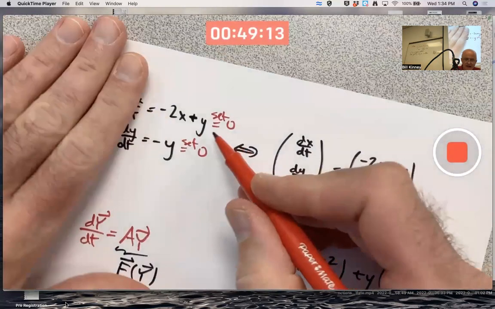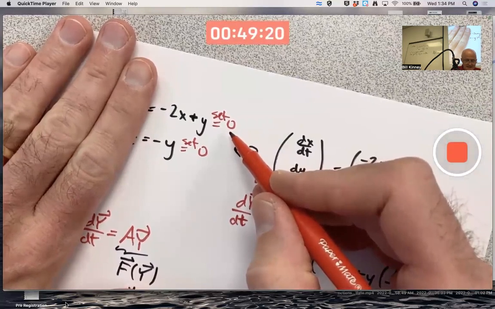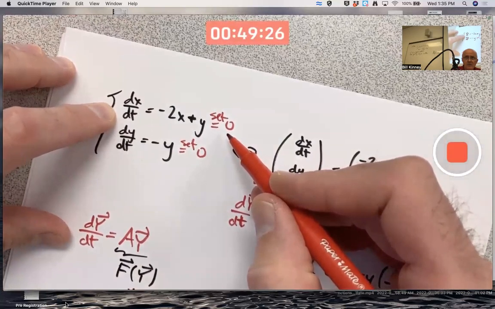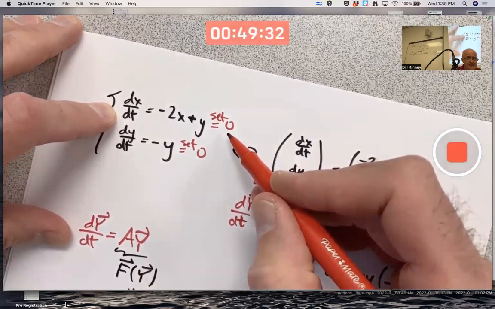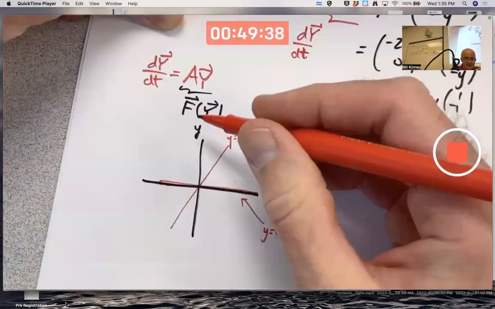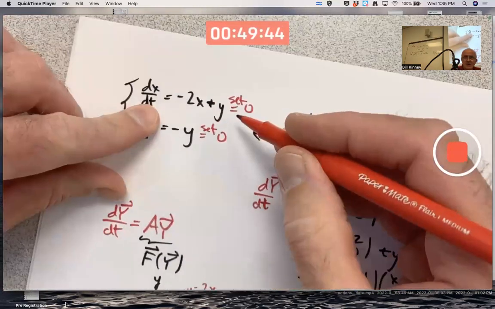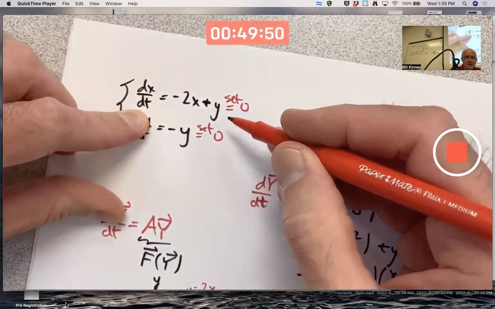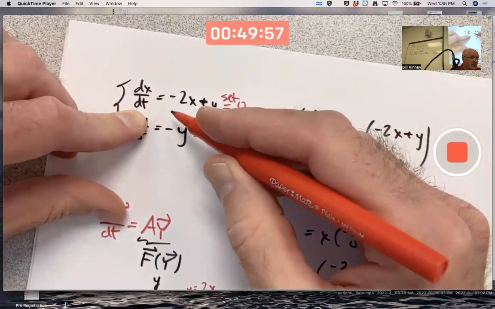The first nullcline, where the first right-hand side is set equal to 0, y equals 2x, is a line in the plane where dx/dt is 0 along solution curves. If a solution curve, which are just curves in the plane, touches the x nullcline, dx/dt has to be 0. That means the solution has to cross it with a vertical tangent. The x component of the velocity of the solution curve has to be 0 there.